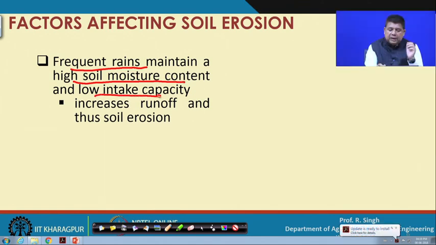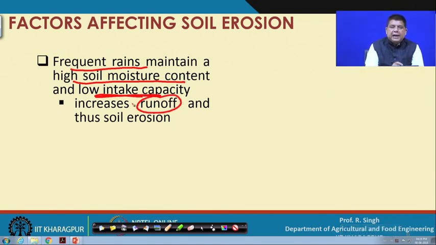means the infiltration capacity or the intake capacity of the soil will be very, very low, and in such a case runoff will be very high, and that means the erosive capacity of the overland flow or the runoff will be much higher, and thus soil erosion will increase, or it will be much higher.